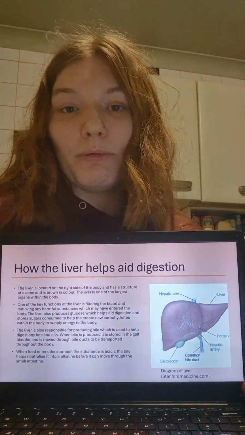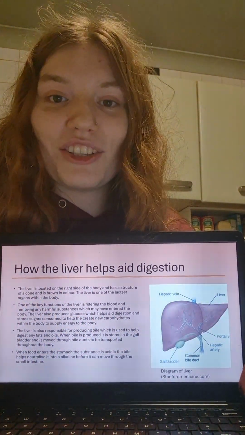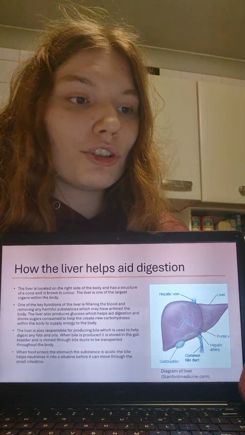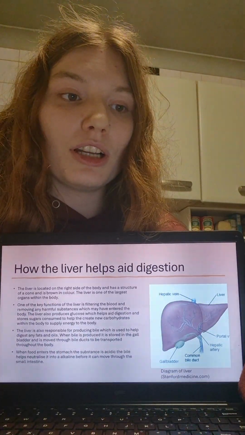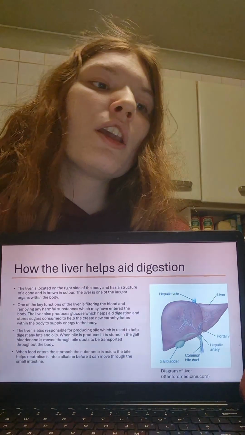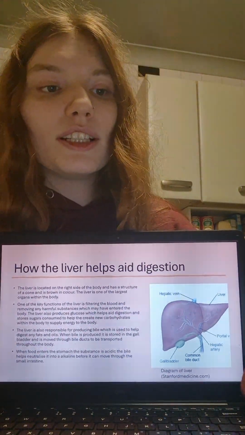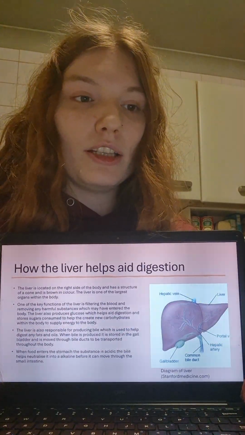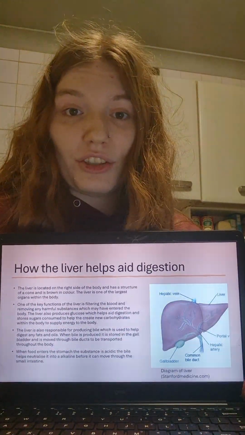How the liver helps aid digestion. The liver is on the right side of the body and has a structure of a cone and is brown in colour. The liver is one of the largest organs within the body. One of the key functions of the liver is filtering the blood and removing any harmful substances which may have entered the body during digestion.